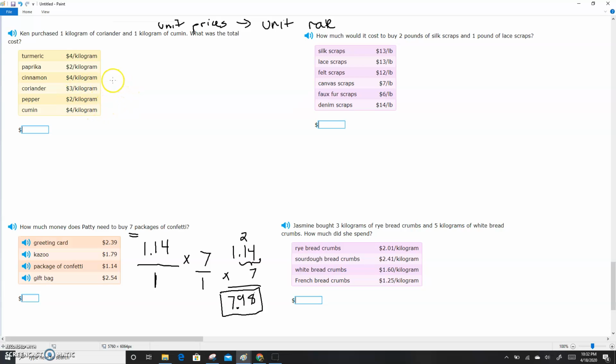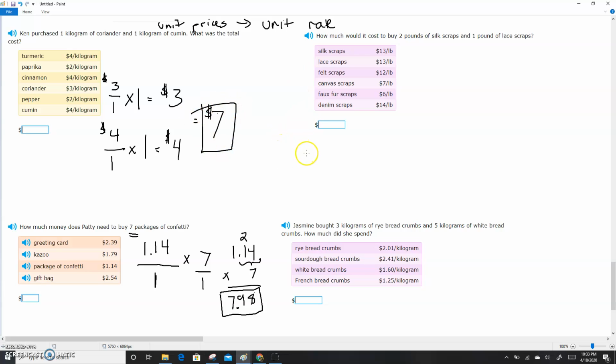Coriander is right here. It's at $3 per 1 kilogram. We only want 1, so he spent $3 on coriander. Cumin is at the bottom, and it's $4. Let's put dollar signs here. Per 1 kilogram. We want 1 kilogram, so we spent $4 on cumin. We add these two together, and we get our man Kevin spending $7 on a whole bunch of spices.